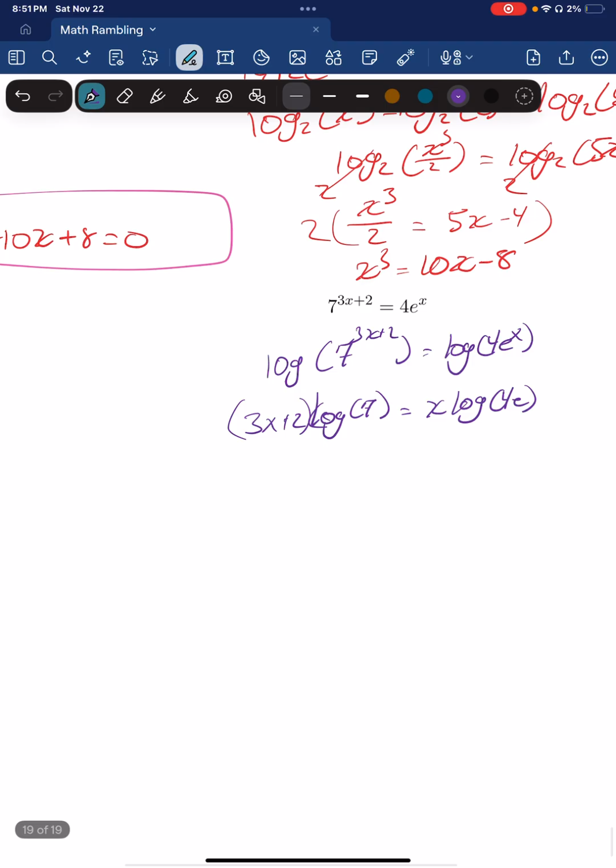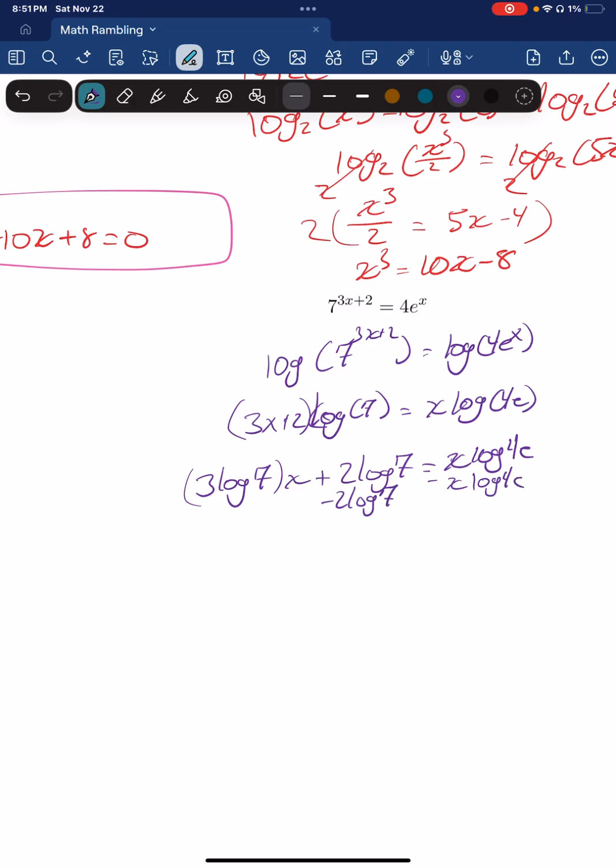And so we get, I'm going to distribute to get 3 log 7 times x plus 2 log 7 equals x log 4e. All right, I'm going to subtract this on both sides to get 3 log 7 times x minus x log 4e equals log 49. I got log 49 here because I brought the 2 inside.